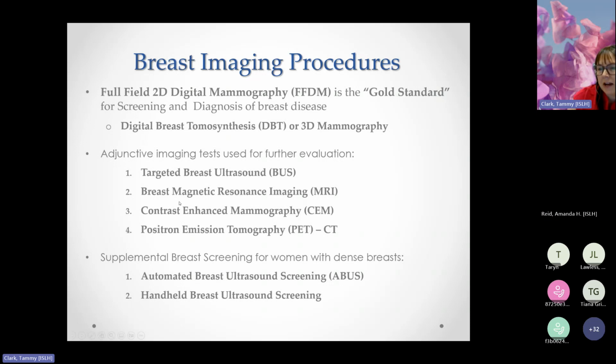So when we speak about adjunctive imaging tests, there are a few here that we're using. So the most common is targeted breast ultrasound. And what that is doing, it's targeting the abnormality that we see on mammogram or palpable abnormality and limited to the quadrant of the breast where we're seeing the abnormalities. So we're not ultrasounding the whole breast when we're doing targeted breast ultrasound, as the name suggests.